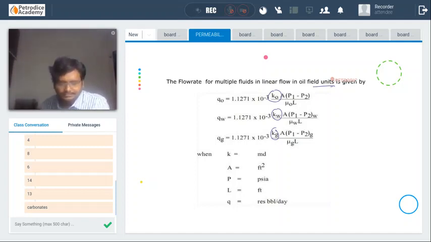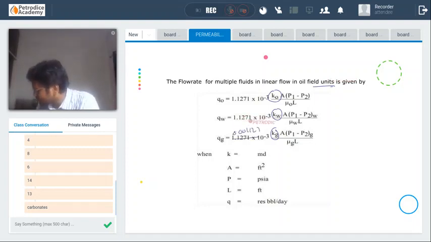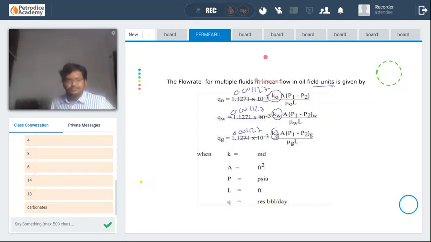So do write it. Do write it. That is 0.0027, guys. Write it like this only, so you will remember it easily. Okay, everything in field units.